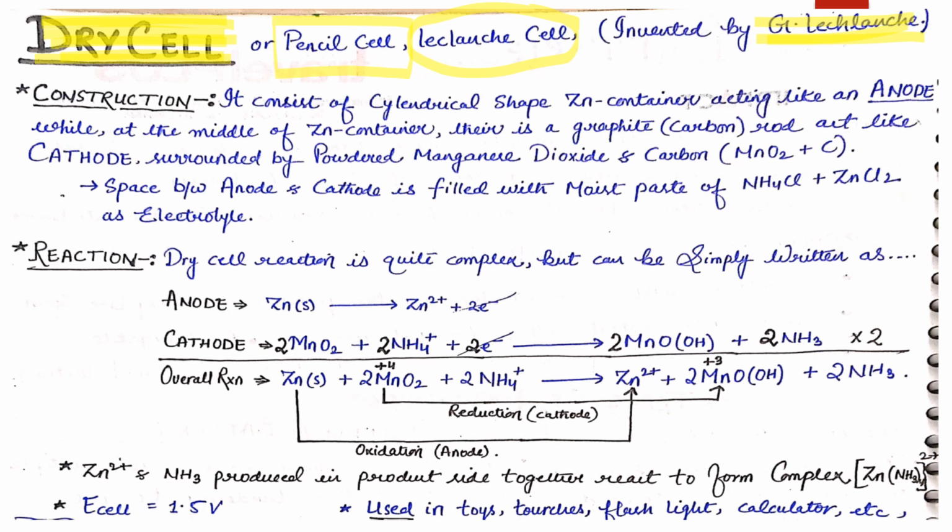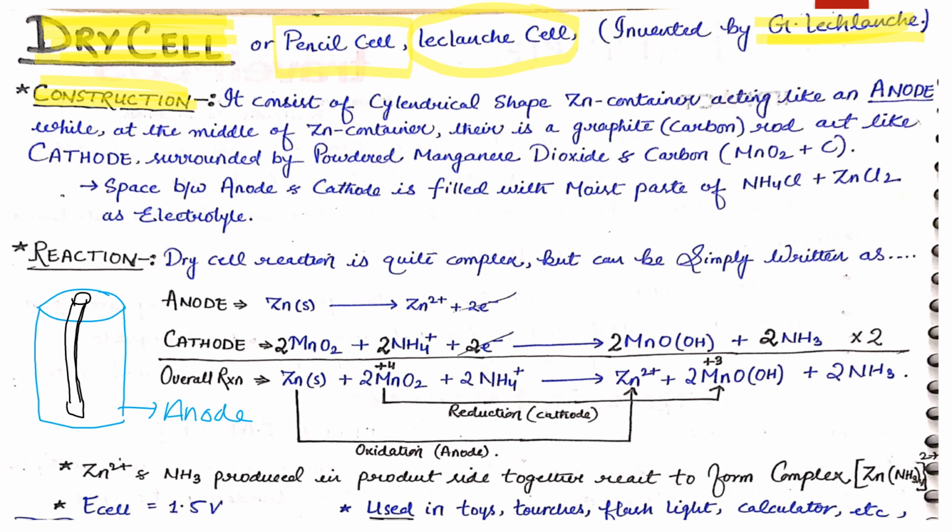Now we will discuss the construction of the dry cell, how this dry cell is constructed. The dry cell looks like a container made up of zinc. This container which is made up of zinc acts as the anode. And at the middle of the zinc container, you have a carbon rod or carbon graphite rod, black in color, which is not touching the bottom.